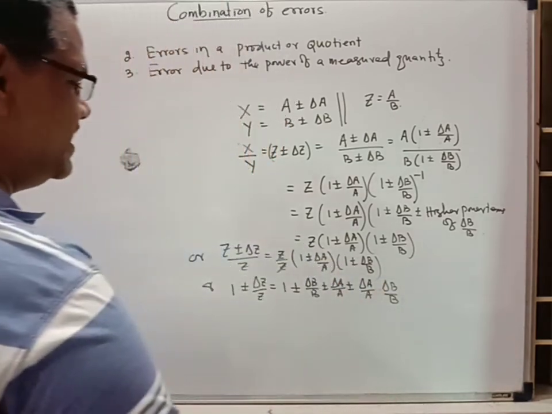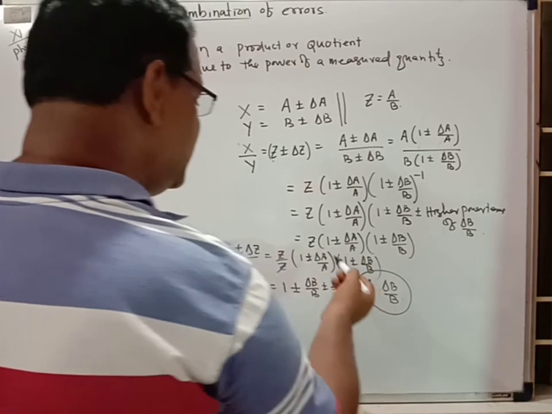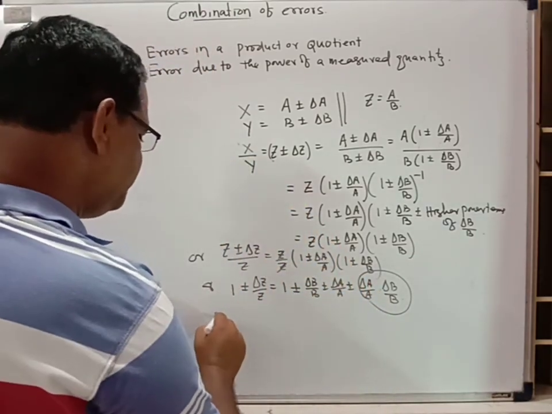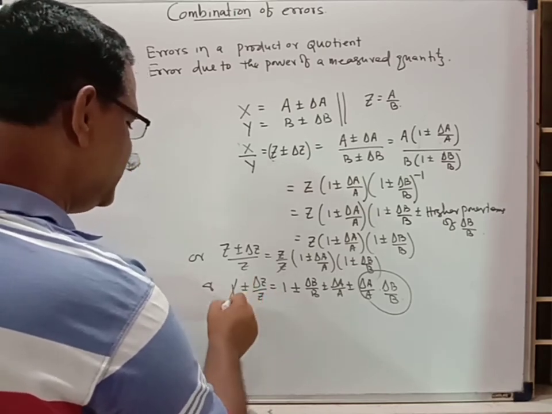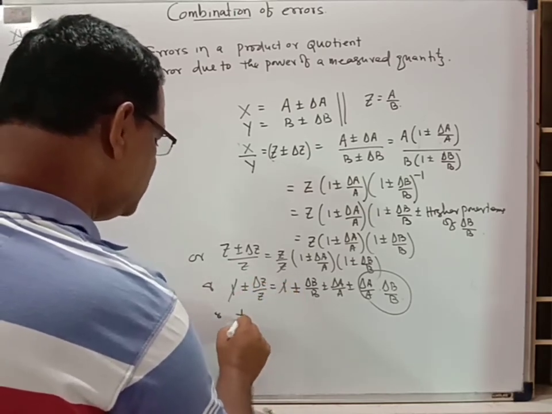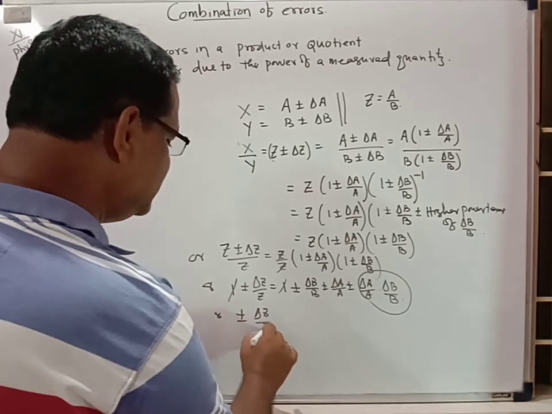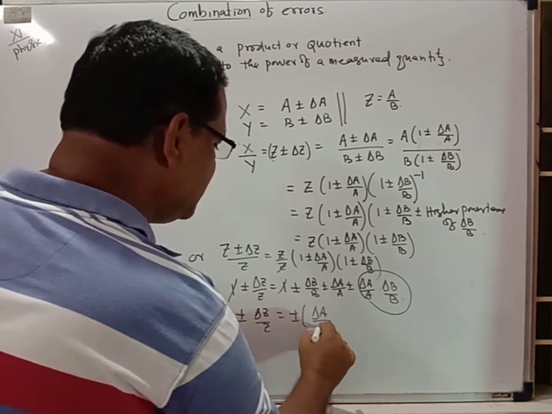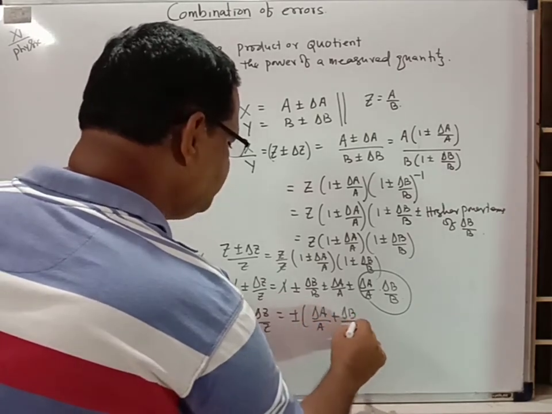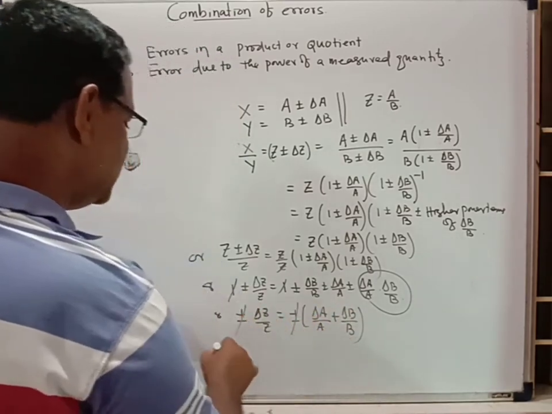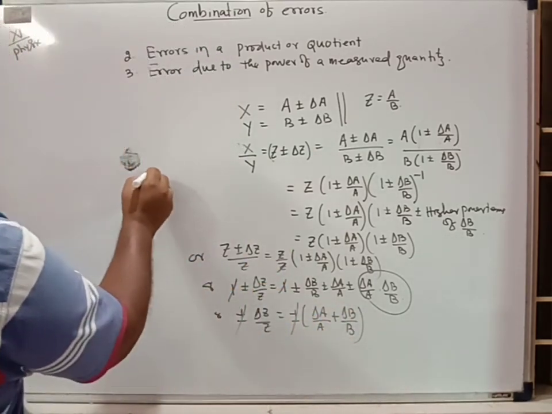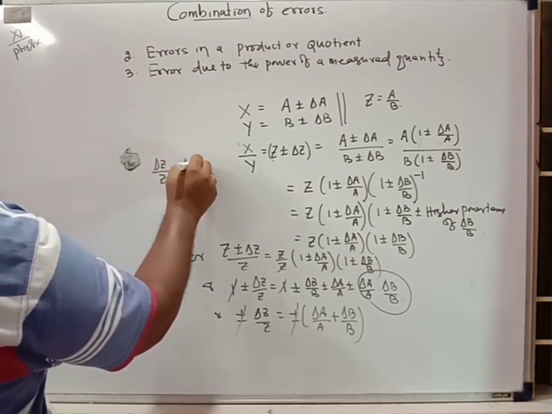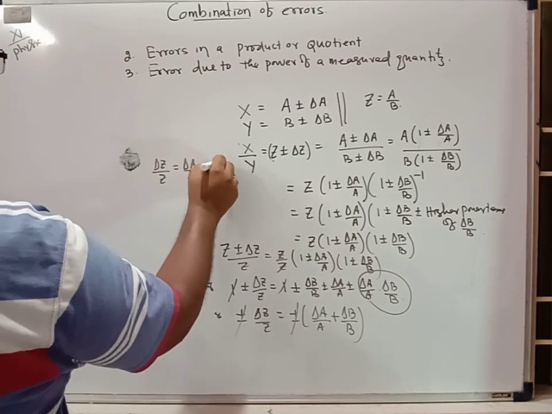Again this term is neglected, being very small. So you find that 1 gets cancelled, and ± ΔZ/Z equals ± (ΔA/A + ΔB/B), with the plus or minus taken out. So in both cases plus or minus cancel, and here also the final result is ΔZ/Z equal to ΔA/A plus ΔB/B.